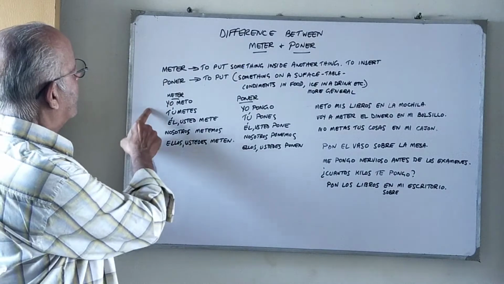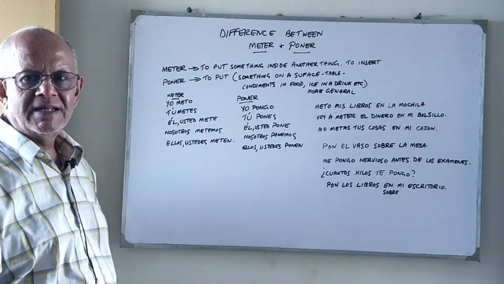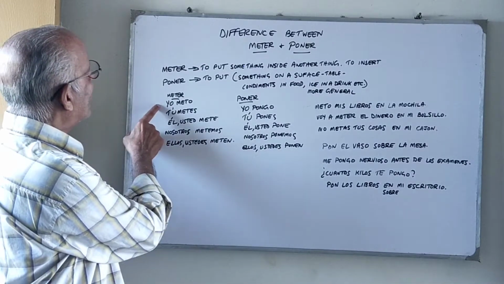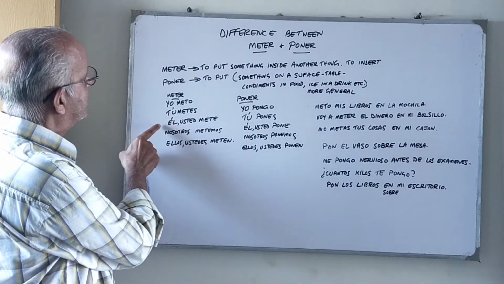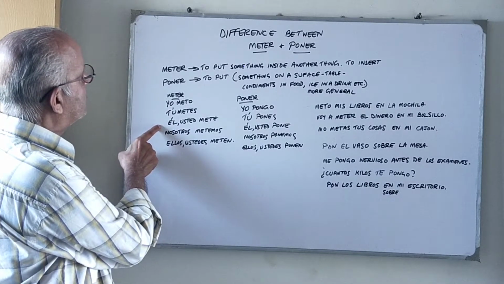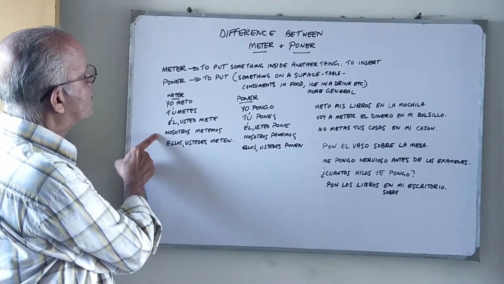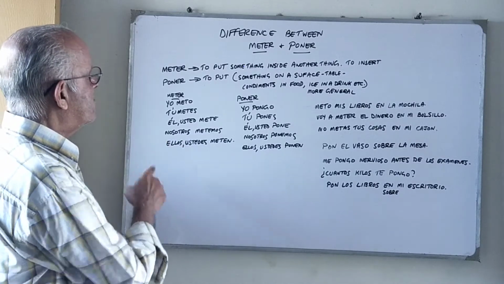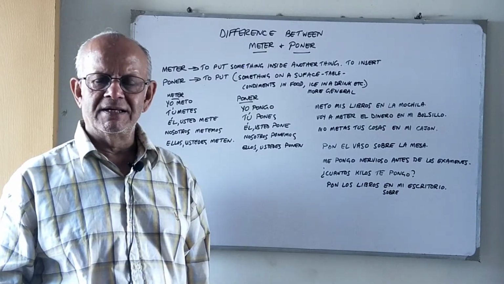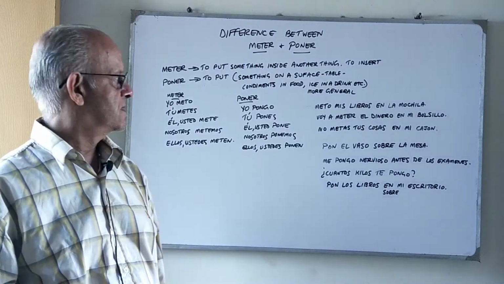So the conjugation of meter first. Meter is a regular verb. Conjugation of meter in the present tense: yo meto, tú metes, él mete, usted mete, nosotros metemos, ellos meten, and ustedes meten. It's a regular verb. It has a simple conjugation.